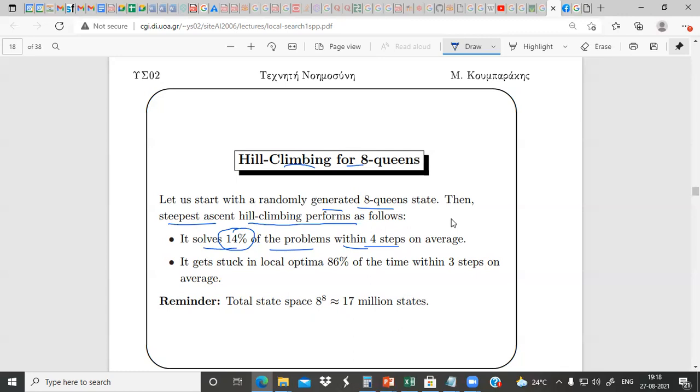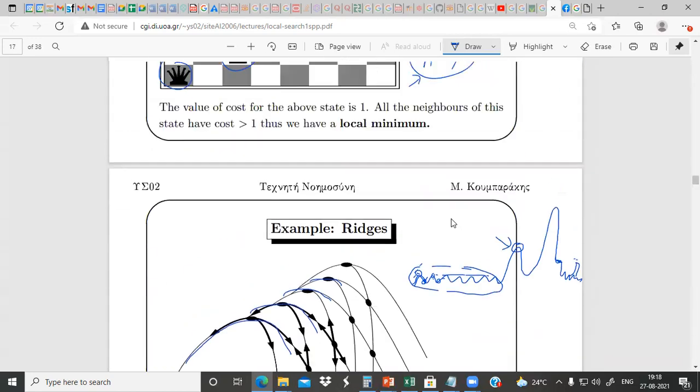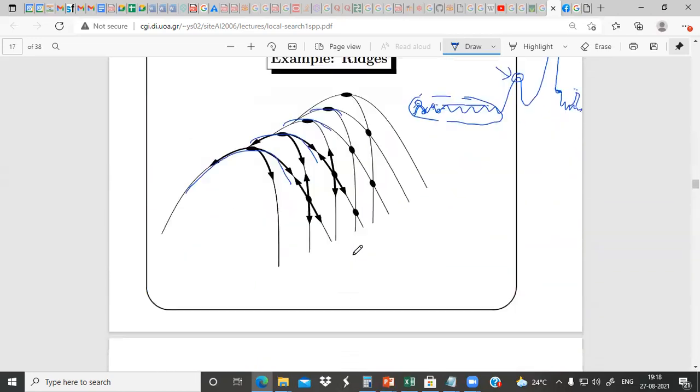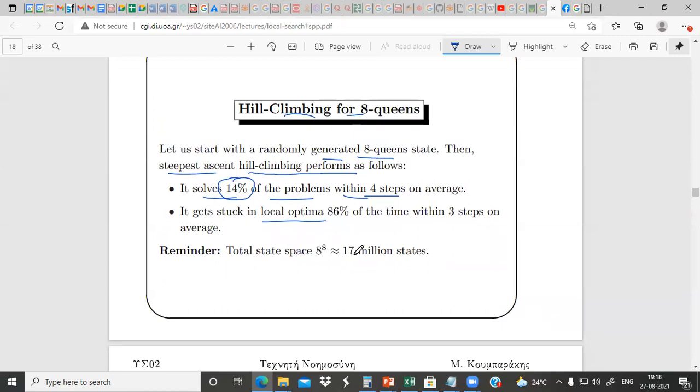But the remaining 86% of the time, it gets stuck in local optima, like here. So here actually it gets stuck in local maxima. Even when it gets stuck in local maxima, on average it takes only 3 steps to get stuck, right? So as a whole, either it will find a solution within 4 steps or it will get stuck in 3 steps. So that is good actually.